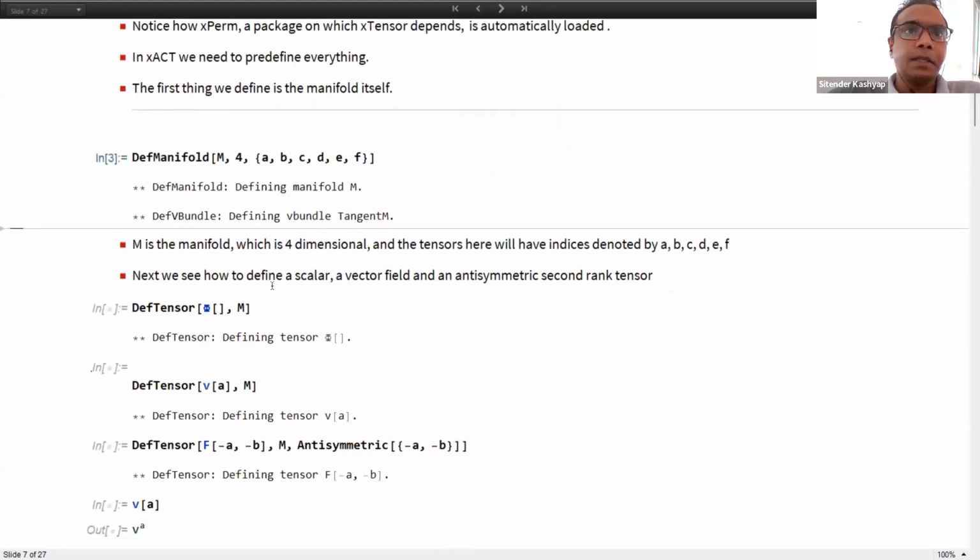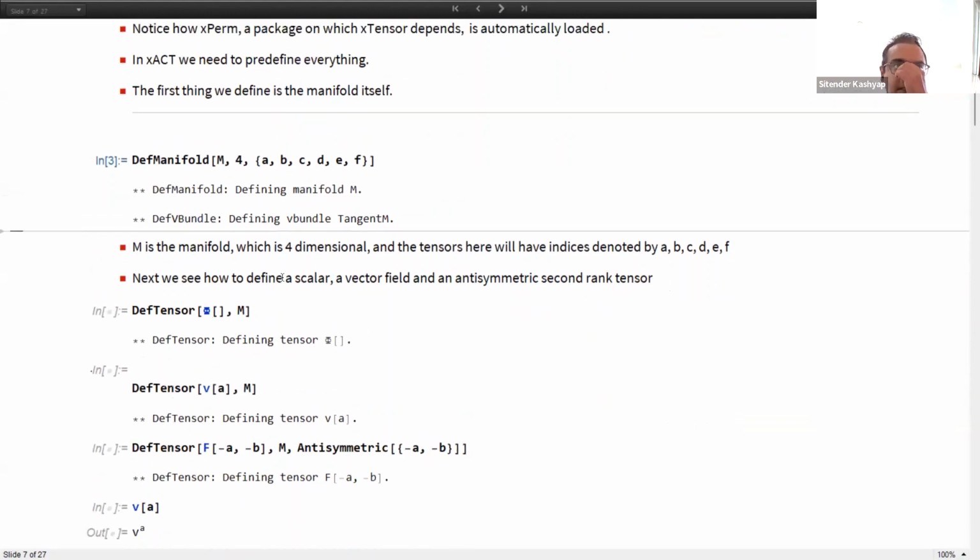Yes, so let's define some tensor field on this manifold M. The idea is to use this command DefTensor phi and this square bracket without any argument. This means that it does not have any tensor index, and this object depends on the manifold M. So let's run it. See, it has become black, and it means that this scalar tensor field has been defined.